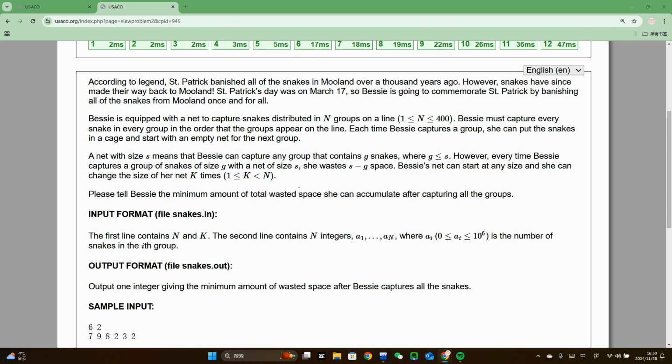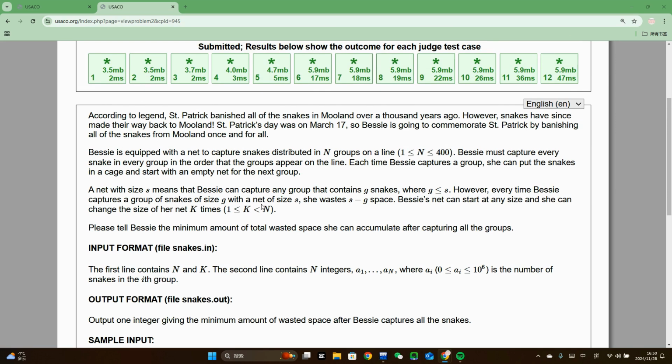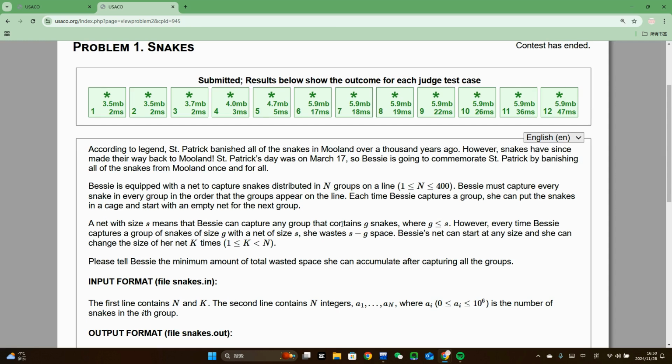So basically, what you're being asked is, you're given n groups of snakes. Each group i has size Ai, and you're trying to capture them with a net with changeable size. Capturing a group with size Ai requires a net to have a size of at least Ai as well. And if the size of the net is greater than Ai, then the waste is the size of the net minus the size of the group, which is Ai. Now you can change the size of the net at most k times, and you want to minimize the cumulative waste after capturing all n groups.